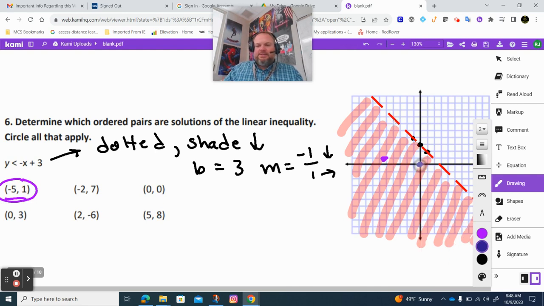0, 0. Yeah, that's in there. 0, 3. All right. 0, 3 is on the line, but the line is dotted. Do we circle it? Is it included? No. Okay. 2, -6. 2, 3, 4, 5, 6. Yep. And 5, 8. Yep. That's it.